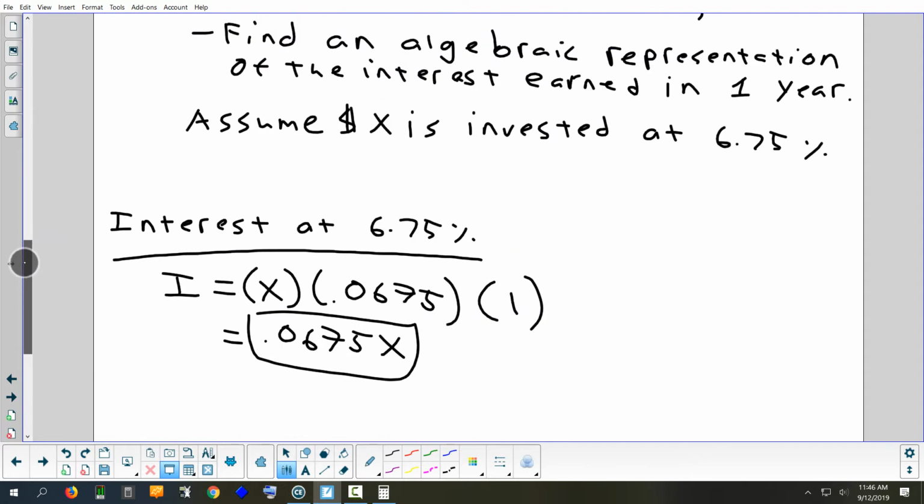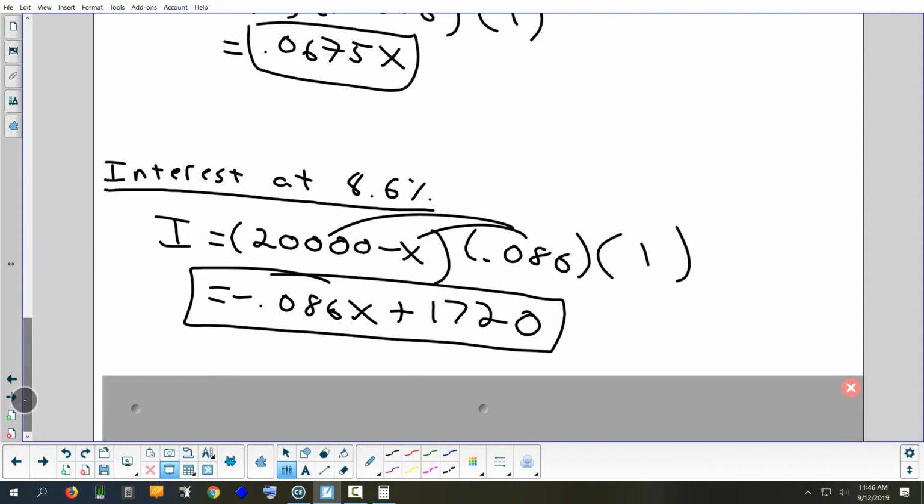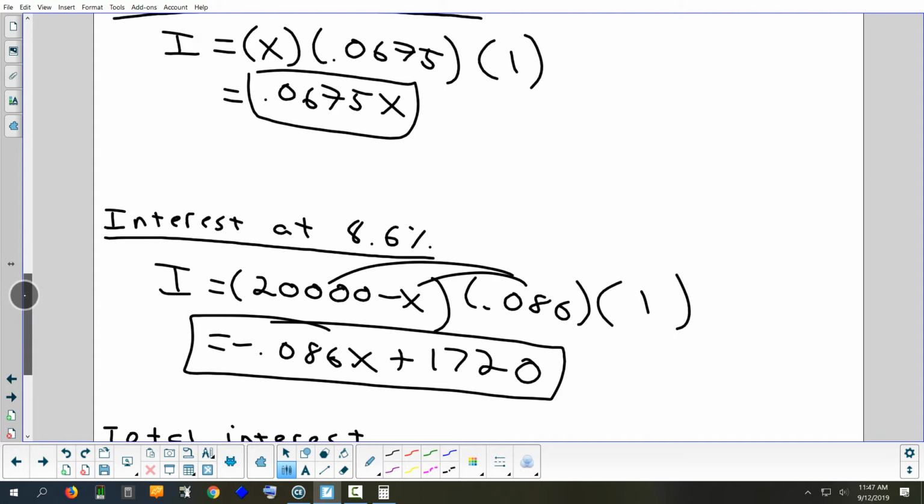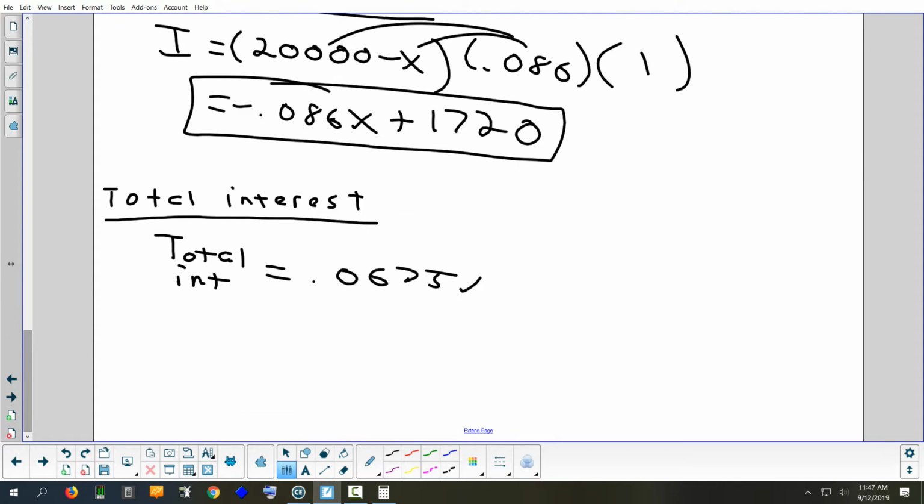Now, they said find a formula for the interest earned in 1 year, which is both investments. So what would I do with both of these boxes? Add them together. So we've got 0.0675x. So we'll just say total interest equals 0.0675x plus, well, it's plus negative 0.086x. So really, it's going to end up subtracting those two.